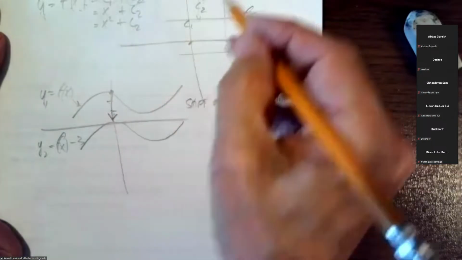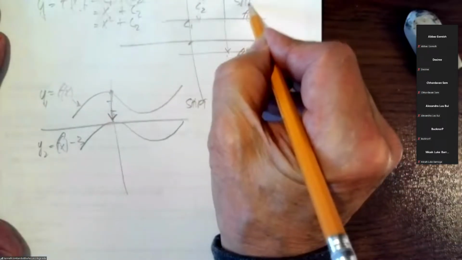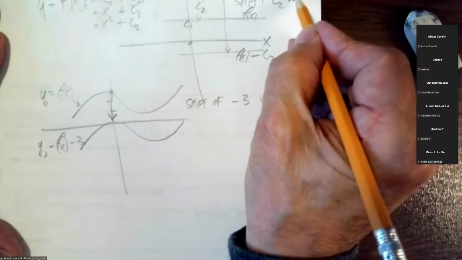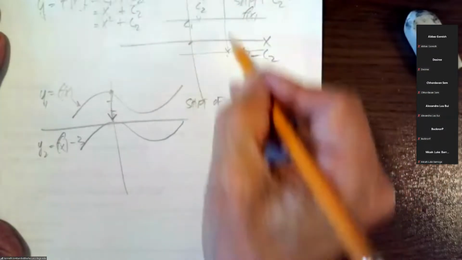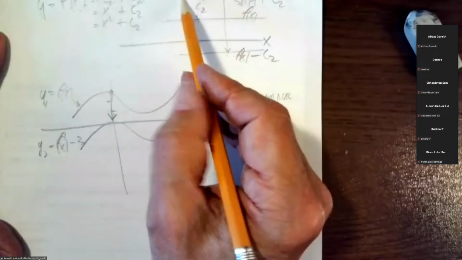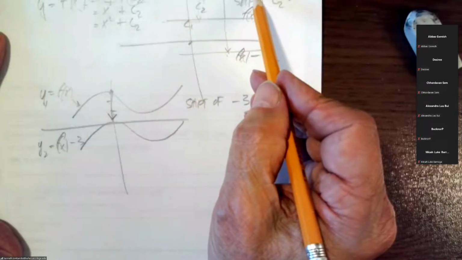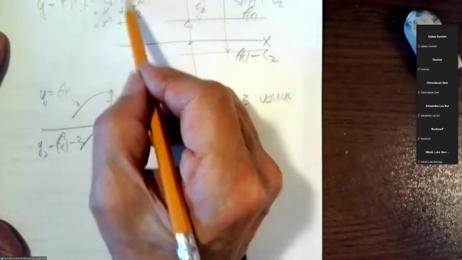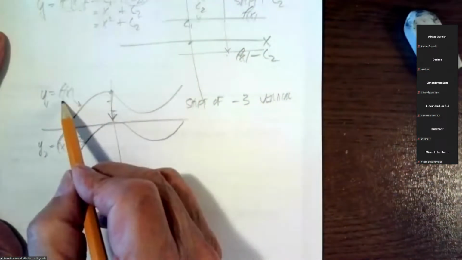Shifting it down 3. Here's a shift, positive C2 vertical. So these are vertical shifts, whether the function is a straight line or a curve. We're going to shift that value by adding something out here to the f of x.